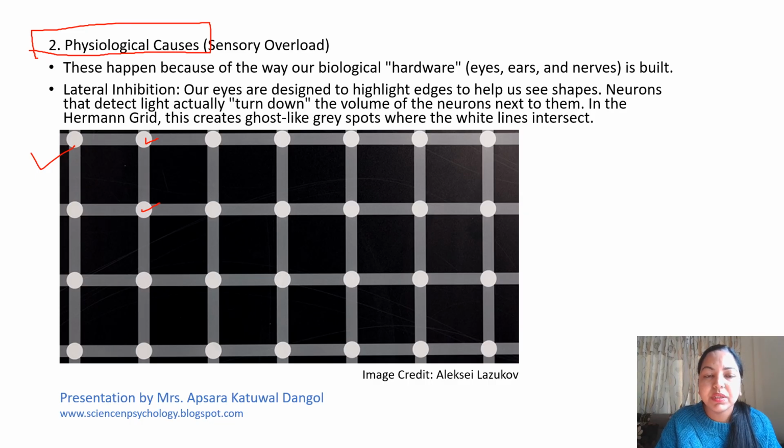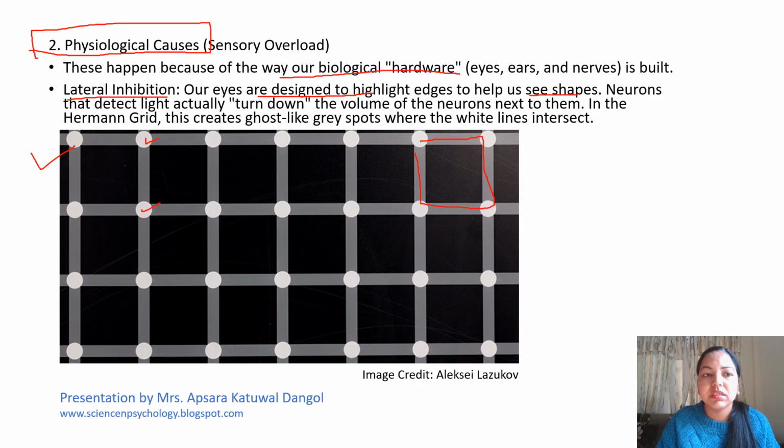Why are you able to see those gray spots? This happens because of the way our biological hardware, eyes, ears, and nerves, is built. It is because of lateral inhibition. So what is lateral inhibition? Our eyes are designed to highlight edges to help us see the shapes. So we look at the edges when we want to form the image.